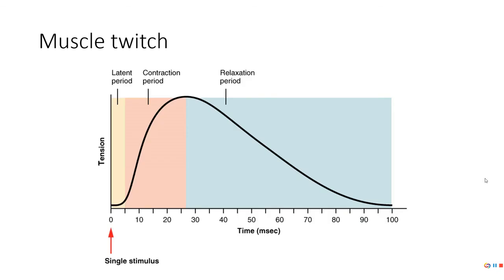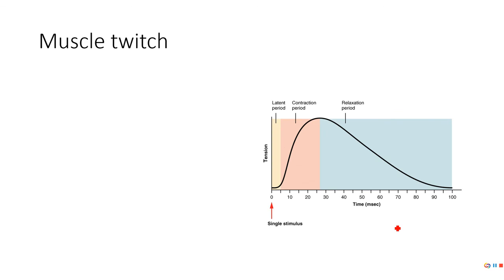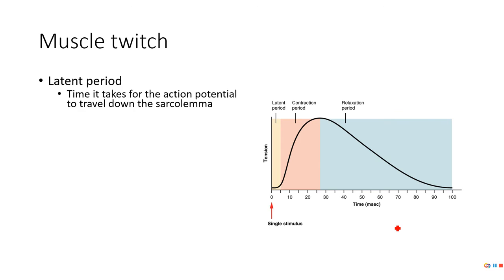When it comes to a muscle twitch, or that contraction, there are three parts to it. We've got the latent period, the contraction period, and the relaxation period. Notice this happens relatively quickly. We're talking 100 milliseconds, which is about 1/10 of a second. Let's talk about each of these. The latent period is how long it takes the action potential to travel down into the sarcolemma. Just because you have a stimulus, it still takes time for that action potential to travel.